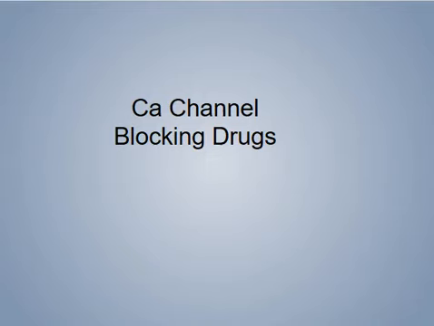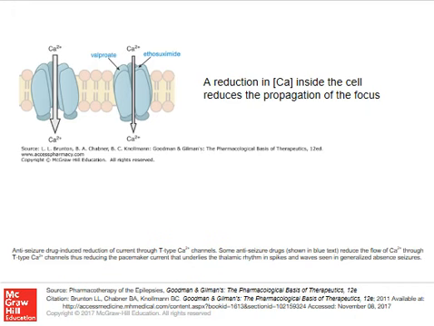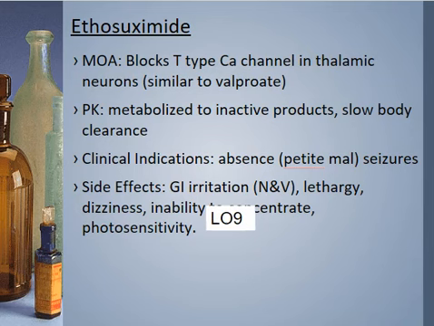This next group of drugs are the calcium channel blocking drugs. Essentially what we're going to do is reduce the influx of calcium inside of these neurons, and that's going to control or mitigate the production or the propagation of this focus or this arrhythmia. There's really two drugs that are calcium channel blockers.